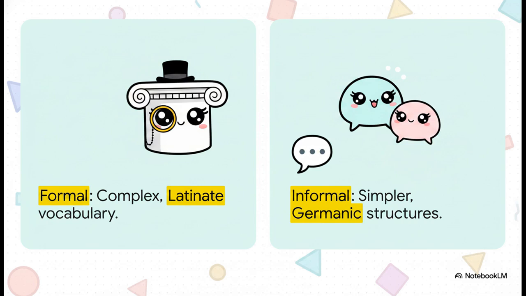Meanwhile, informal conversational English relies almost entirely on the simpler, older Germanic structures of the common people, before the meeting, after we talked. If you use a highly Latinate phrase in a casual setting, you'll sound incredibly stiff. But if you use basic Germanic prepositions in a corporate legal document, it might completely lack the required formal precision.